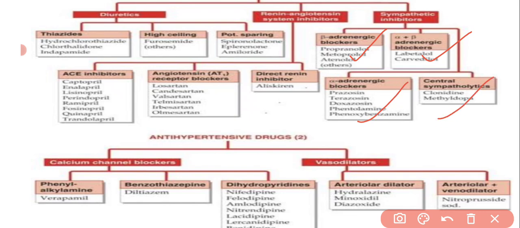Whereas in calcium channel blockers, again there are three categories: one is phenylalkylamine, another is benzodiazepines, and another is the dihydropyridines. Okay, so under vasodilators, again the arteriolar dilators and arteriolar and venodilators. So this is regarding the classification of antihypertensive drugs. While discussing individual drugs, we'll discuss the examples.